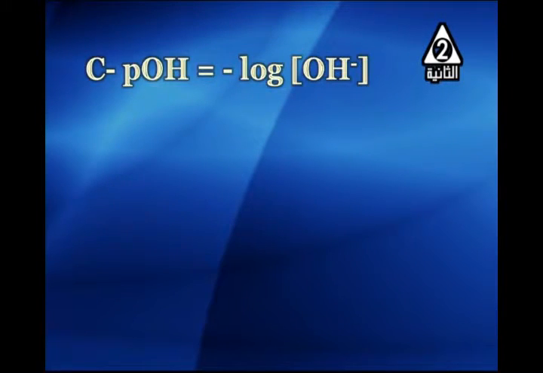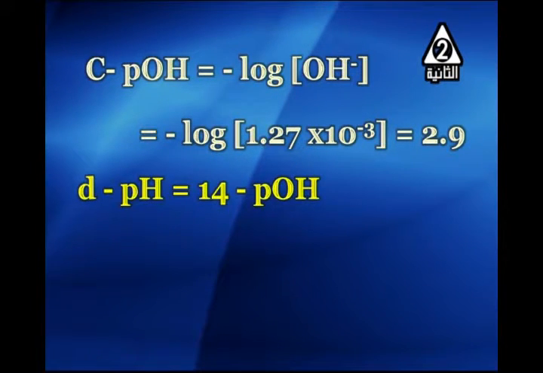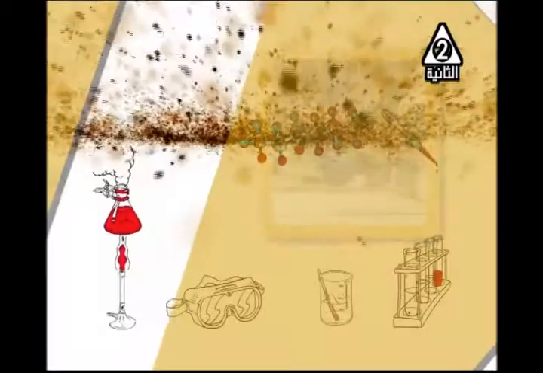Then pOH equals negative log of the concentration of hydroxide ion. So negative log 1.27 times 10 to the power negative 3 equals 2.9. And then pH equals 14 minus pOH, so 14 minus 2.9 equals 11.1.